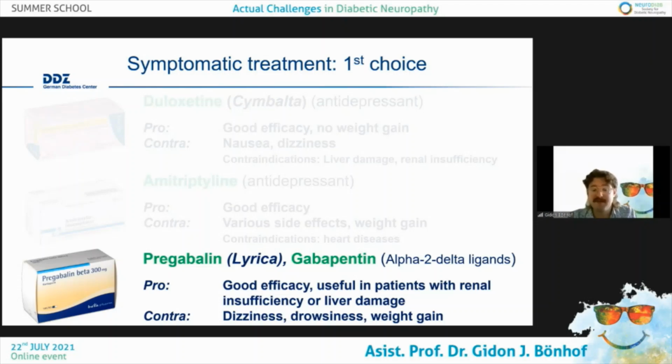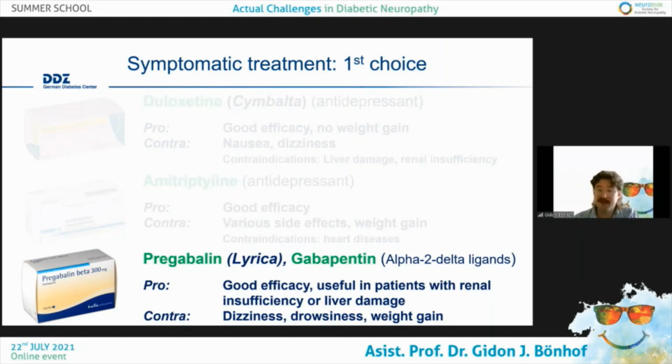It has a very good efficacy, and it can be used in patients with renal insufficiency. So you can check the creatinine clearance of the kidneys and dose pregabalin or gabapentin accordingly. And also you need to start with low doses and hope that people do not experience side effects like dizziness or headaches, drowsiness, weight gain.